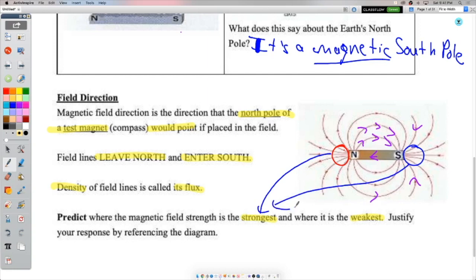Where is it weakest? Well, on the diagram, we just have to say, okay, where is it the most spread out, right? Where is it the least dense? So it's not great there, right? Not very strong there, or there, or there, okay?